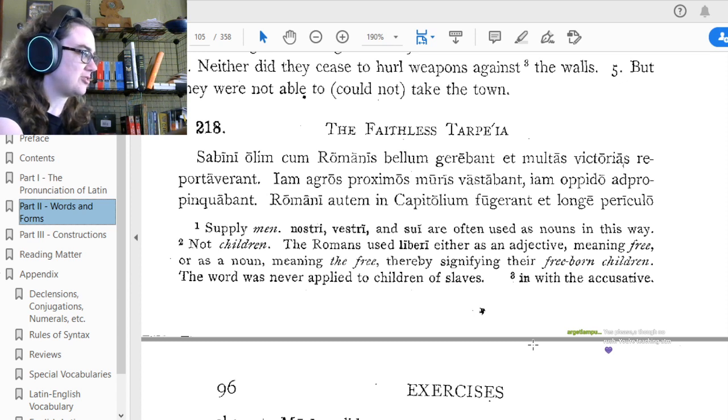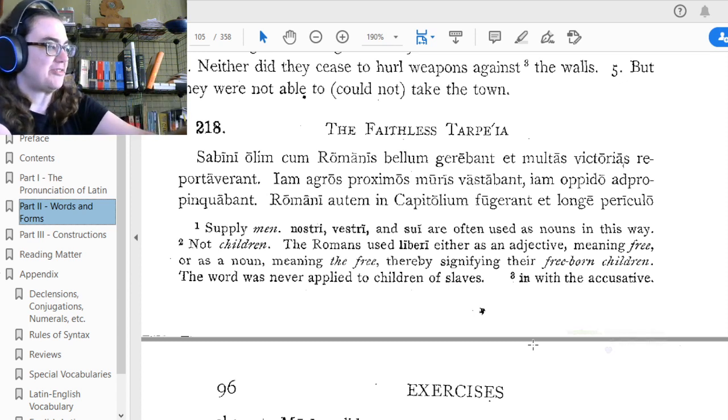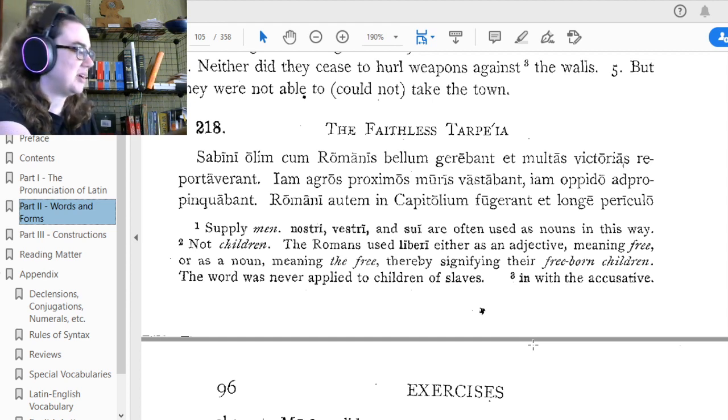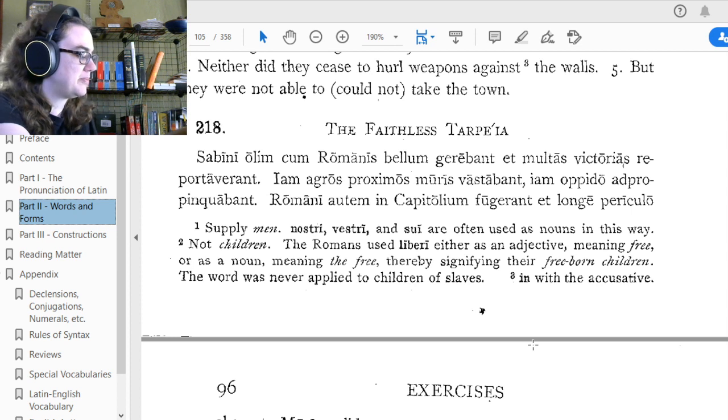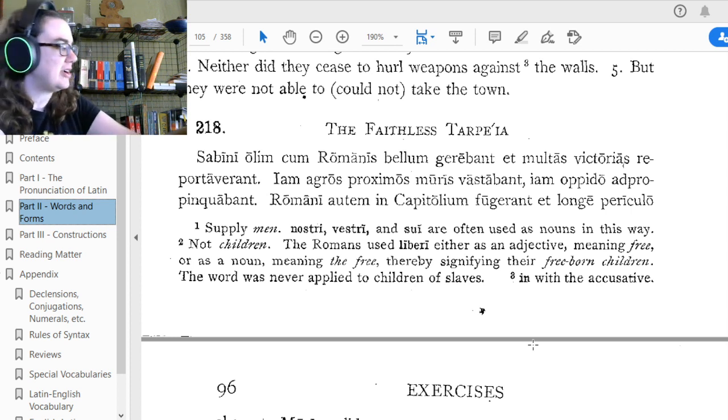I feel like that's originally in Latin anyway. I should be able to just find it, but maybe it's not. But let's translate this little phrase.